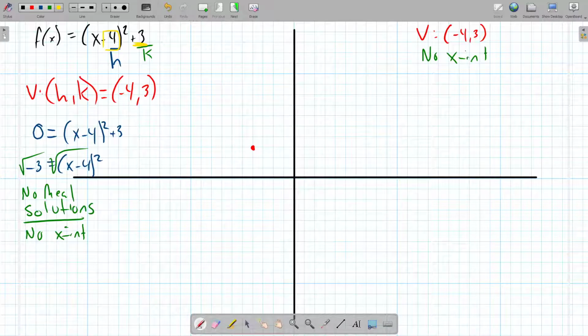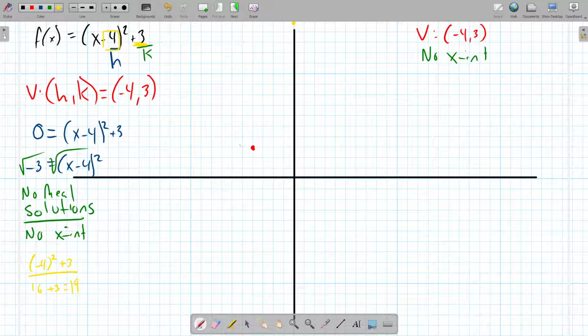So if I look at what happens when we would expand this out, what our constant term is going to become, if I take negative 4 and square it and add 3, we're going to have 16 plus 3, which is 19, not 0. So my y-intercept is 19, all the way up. I don't think I'm even going to be able to fit that on here. So it's going to be up, up, up, very high.